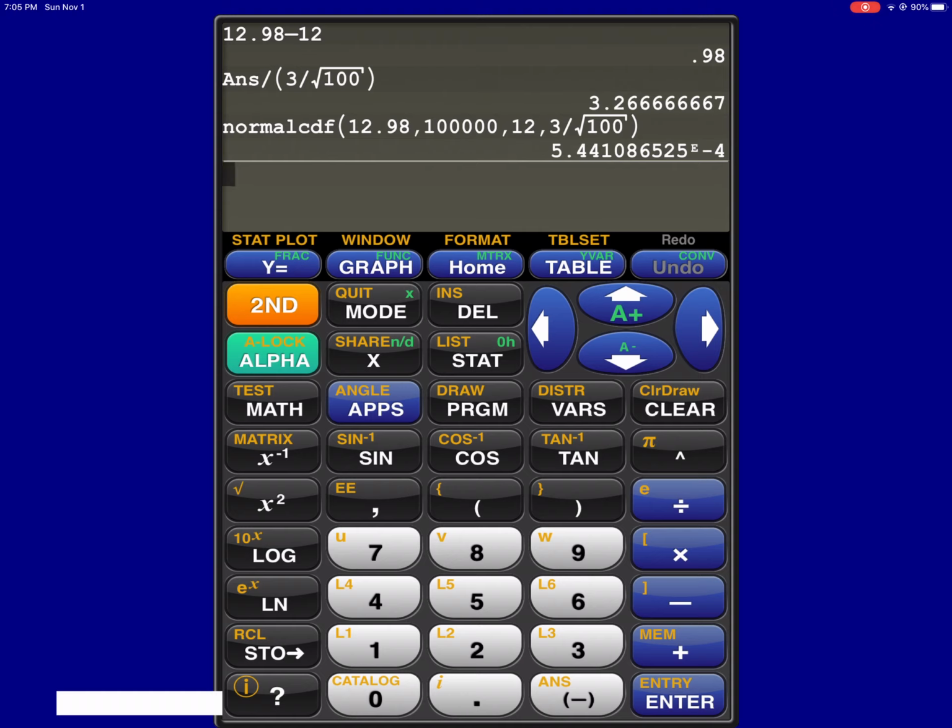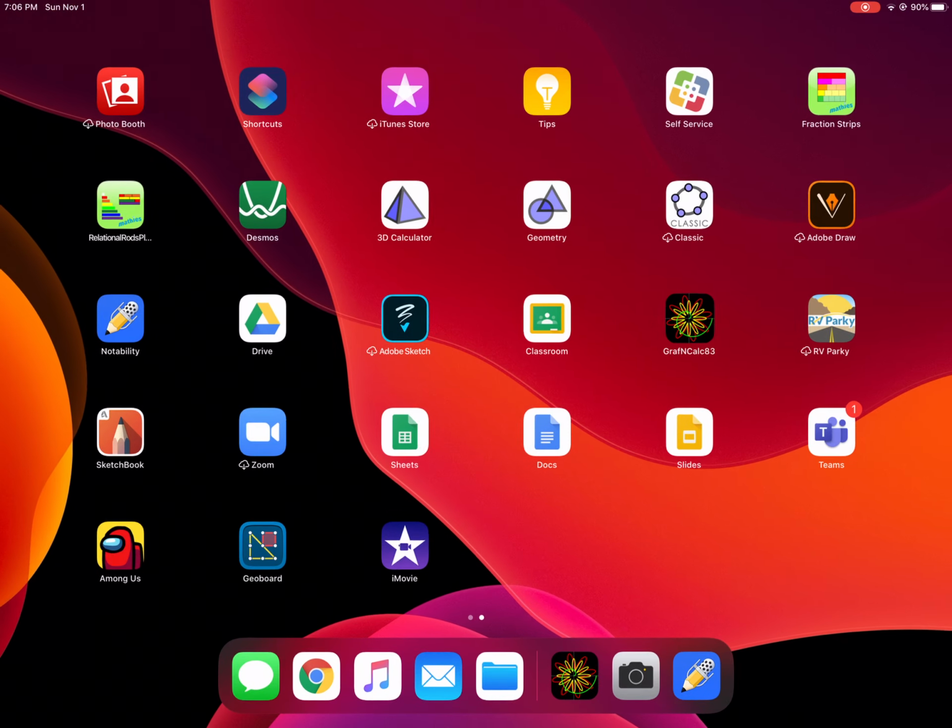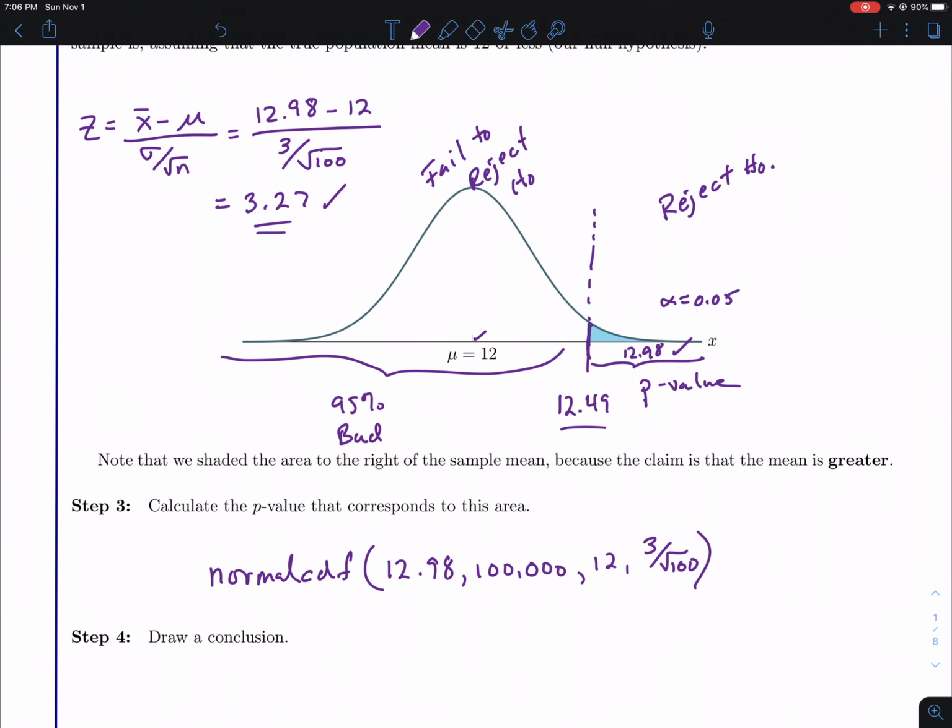So let me write this down so we can interpret it in a way that actually makes sense. I'm going to write down 5.44 times 10 to the negative 4. So that's what that E means. So this is scientific notation, and it means raise that to the negative 4 power. And so this is our p-value, what we've just found here. This is the probability of landing in that blue area above the 12.98, actually. So above the 12.98. So wherever it is, this is that value there.